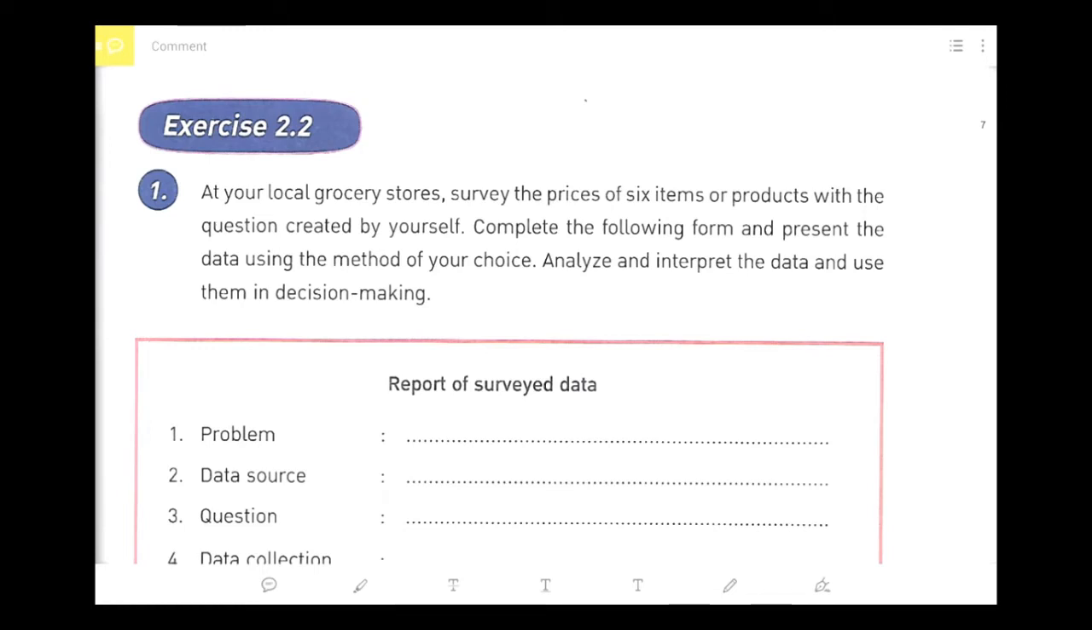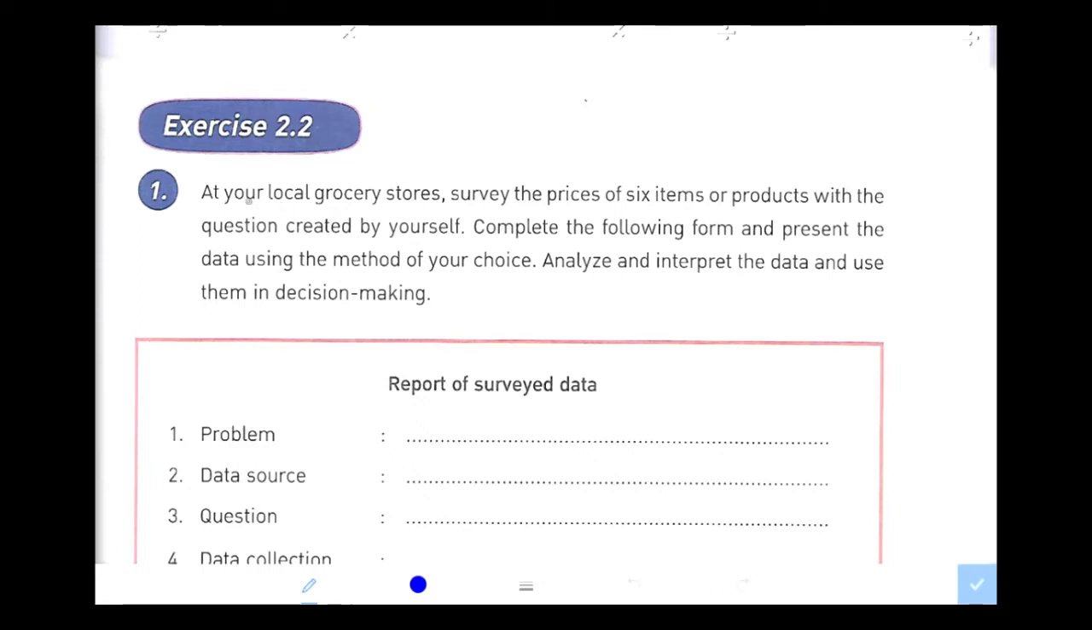Okay, Matayom students, today we start with exercise 2.2. Last time we stopped somewhere, and then we talked about some statistics problems. So today, what is it? I want you to do something as a group. Okay, so I'm going to ask you to do that.